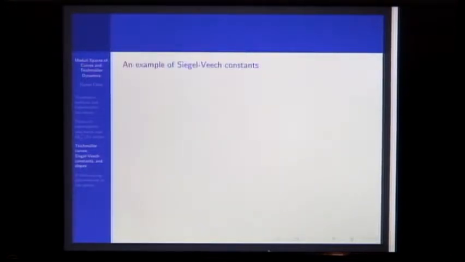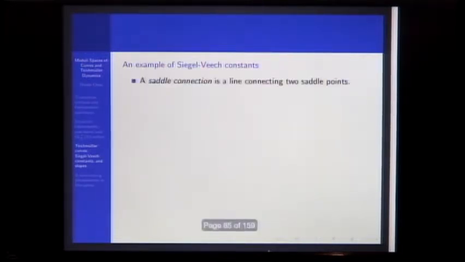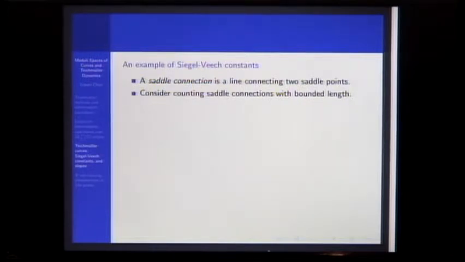Anyway, let me mention what would be this Siegel-Veech constant. There are different settings, all similar but different. So let me mention one quick, naive example. First, a saddle connection is just a real line connecting two zeros of omega. Let me remind you, these saddle points are just a fancy name for zeros of omega, the zeros of the one-form.